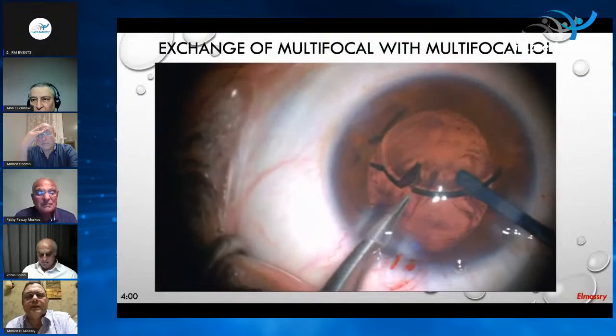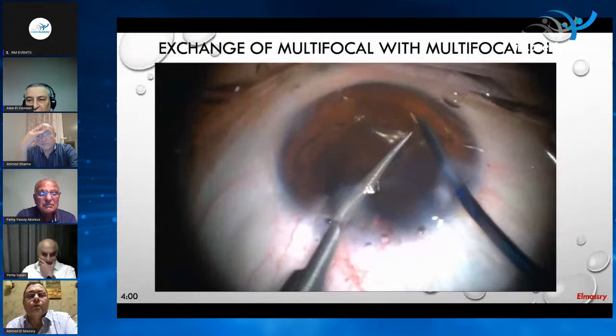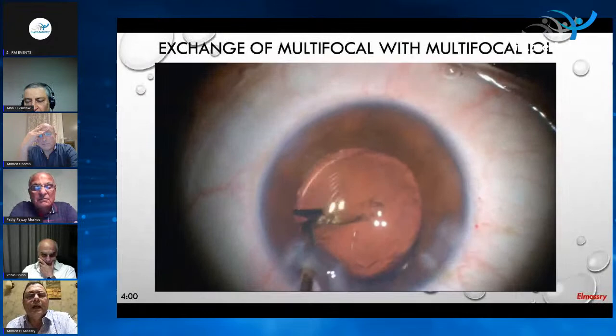I increased the size of the wound a little bit, but taking care, because this is a trifocal patient, so he's aiming for zero astigmatism or 0.25 max. So widening the wound will induce more astigmatism, but this was the trial to allow the IOL to be out.